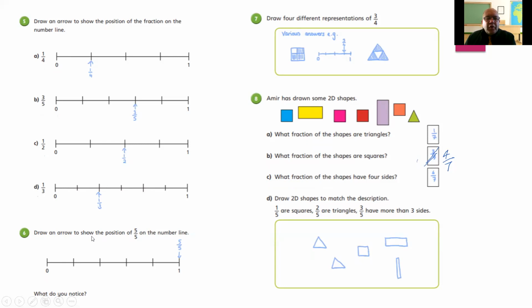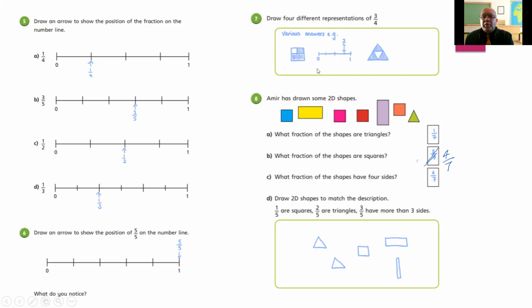Number 6, draw an arrow to show 5/5. Well, this should be a nice easy one because the numerator and denominator are the same, and we know what that means. If they're the same, then it's the same as a whole one. So we just put our marker there on 1. What do you notice? Well, I've noticed that my numerator and denominator are the same. Okay.